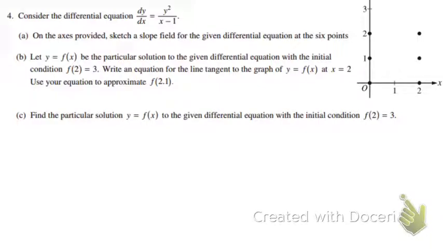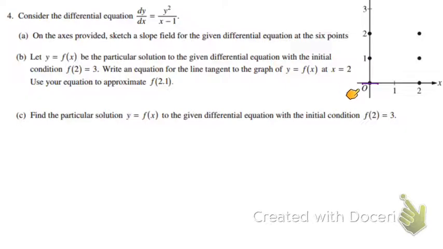It says, consider the differential equation dy dx equals y squared over x minus 1. On the axes provided, sketch a slope field for the given differential equation at the 6 points. So notice that they have 6 points indicated for us here. So let's plug in 0 first. 0, 0 would be 0 on top, and then 0 minus 1 on the bottom. So this would be 0 over negative 1, which is 0. So this has a slope of 0.